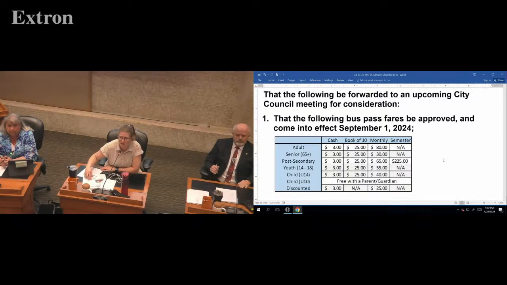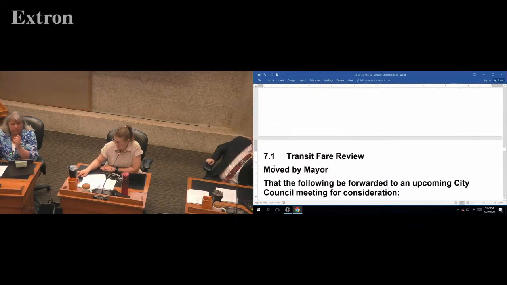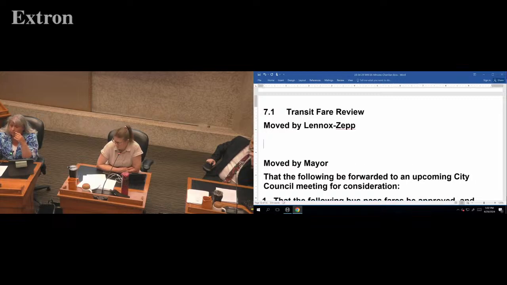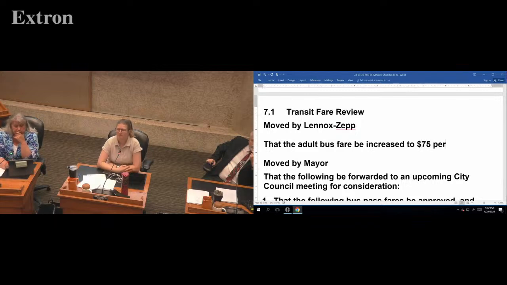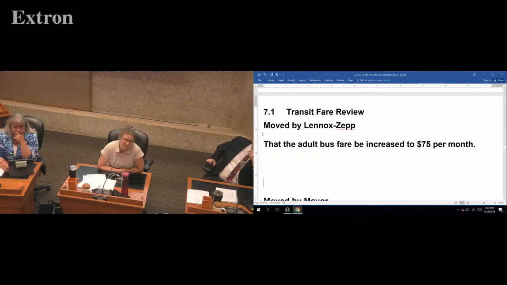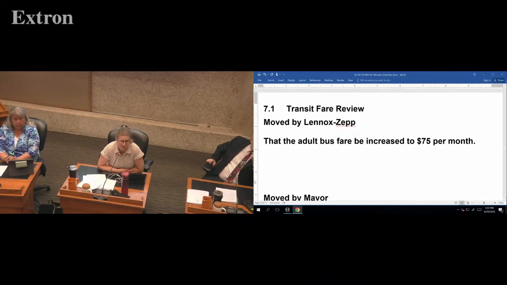Councillor Lennox-Epp. I move an amendment that the adult bus fare be increased to $75 per month. I would ask if I could speak on it. Go ahead, yes. So the proposal in the chart is $80 a month. Right now, it's $70. I see this as a compromise to offer to members of council to consider. I'm concerned about any increase, but I'd like to suggest a compromise of some increase.